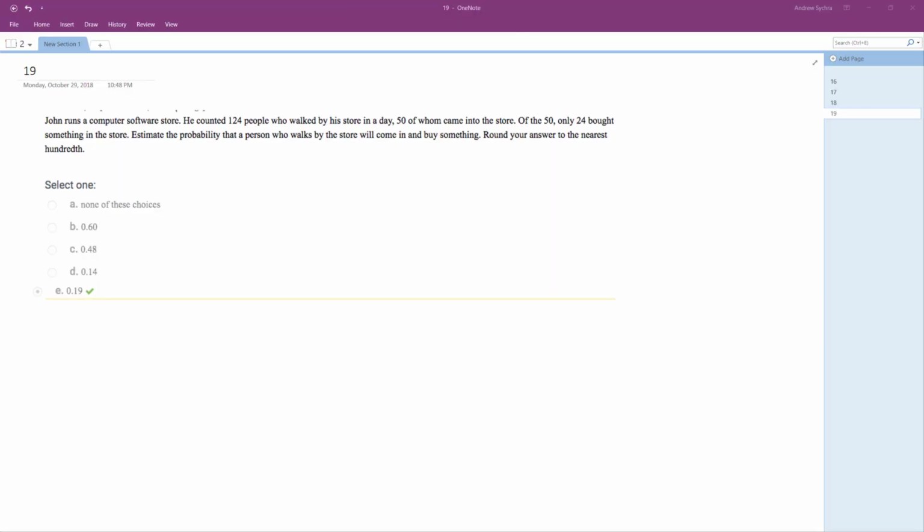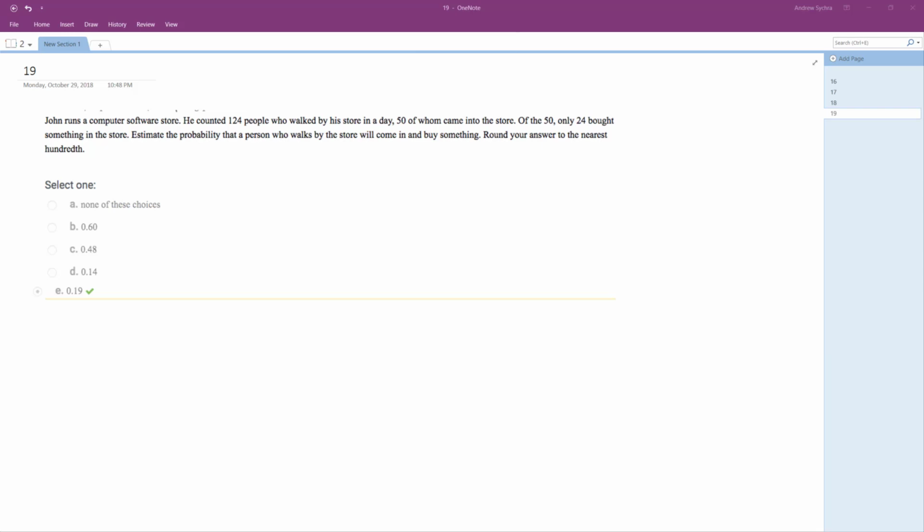John runs a computer store. He counted 124 people who walked by his store during the day. 50 of those came to the store. Of the 50, only 24 bought something in the store. Estimate the probability that a person who walks by the store will come in and buy something.